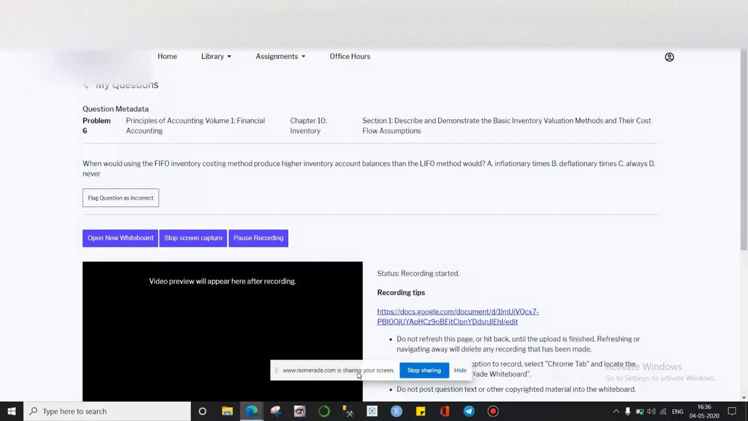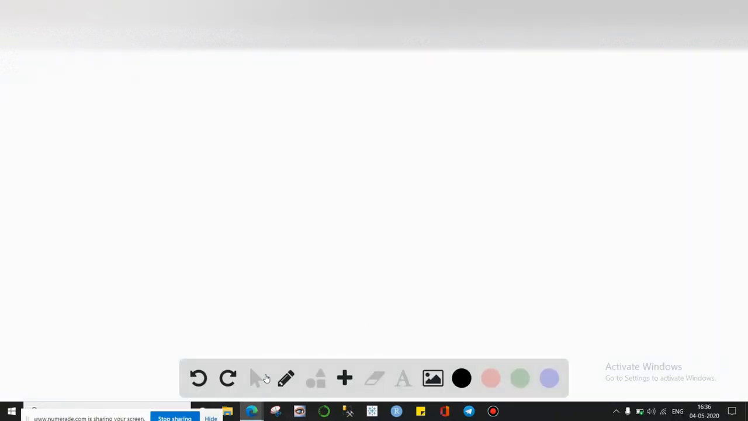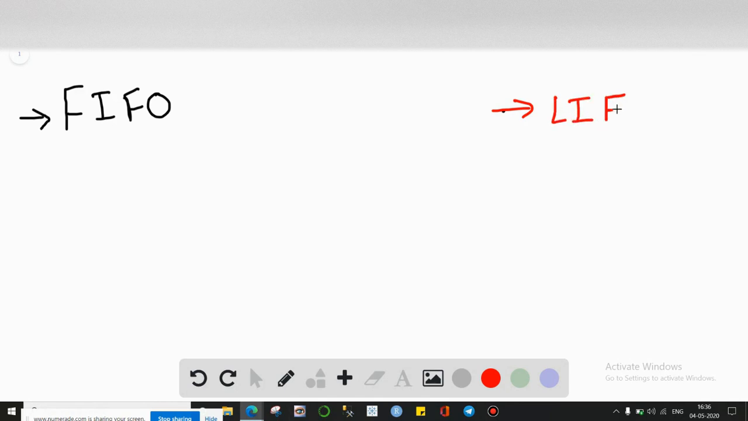Okay, so let's start the current solution. But before that, we will understand what is the meaning of FIFO method. FIFO, and second one is LIFO. Okay, so we will understand this in an elementary form so that it will be easy to understand.